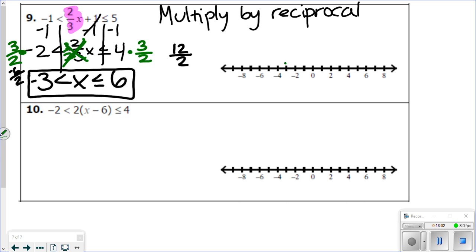So we have an open circle at negative 3, closed circle at 6, because this is one big condensed problem. It's a conjunction, so we shade to connect in the middle. x is in the middle between negative 3 and 6.